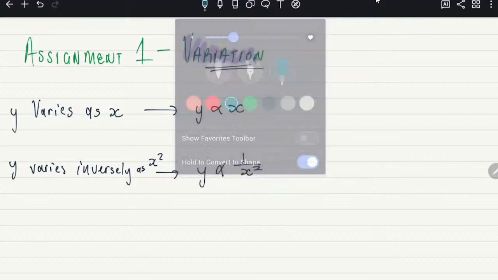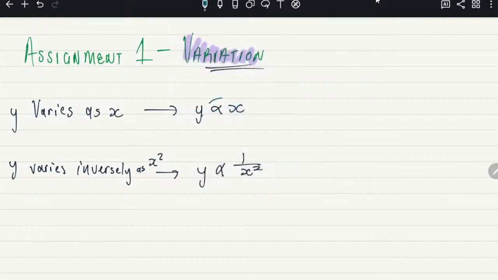Then step number 2 will be to remove this fish and put an equal sign. When you put an equal sign after removing it, you put a k on the right hand side. So this becomes y = kx. Same thing here: you remove this, put an equal sign, and put a k on the right hand side. But if it is a fraction like this, the k goes and multiplies the top. So it will be y = k over x squared. It's the same thing. Have you seen it? Then we can start to solve.